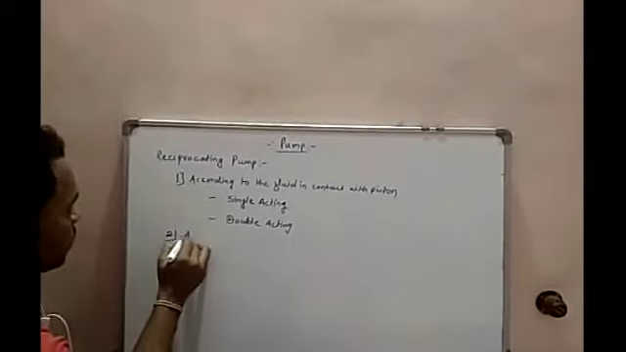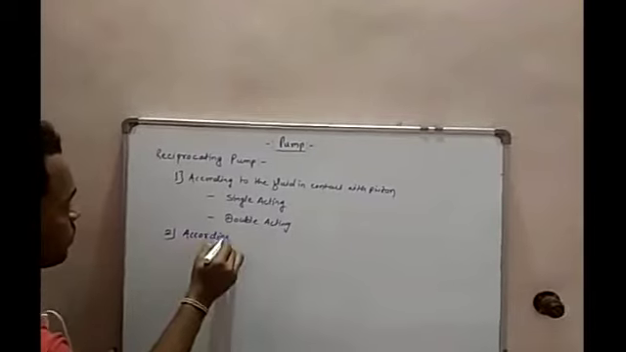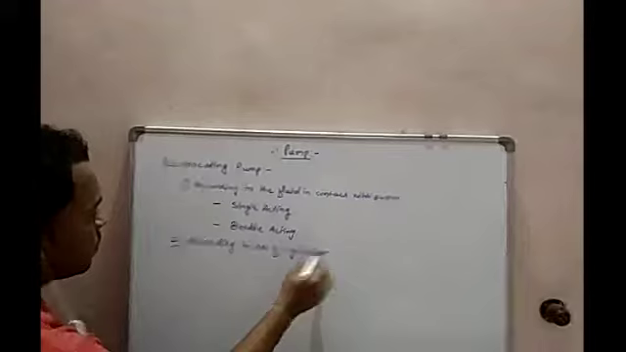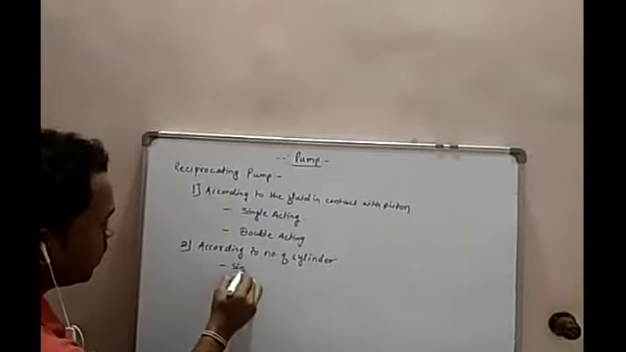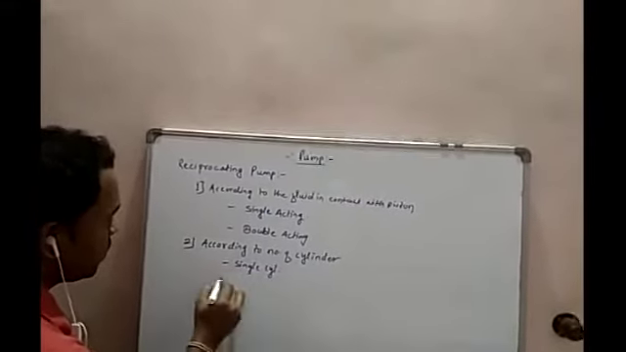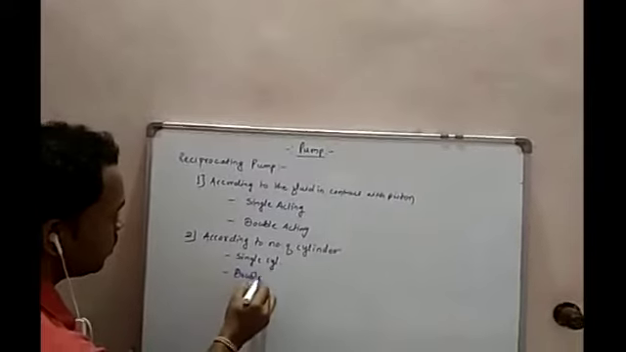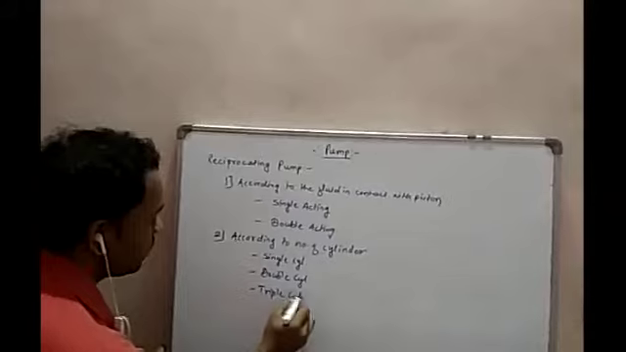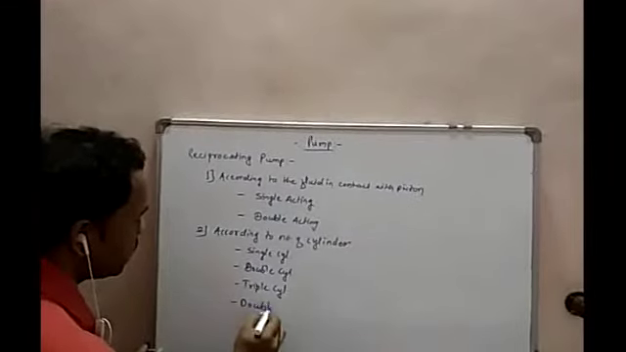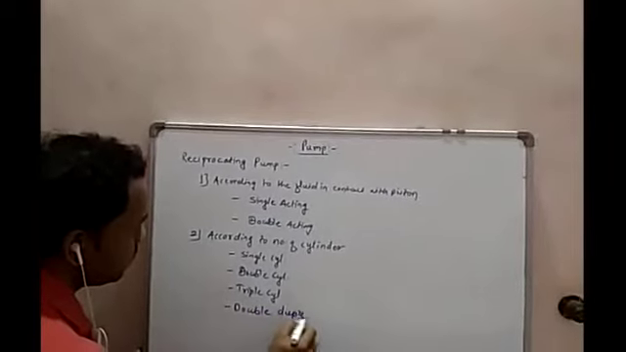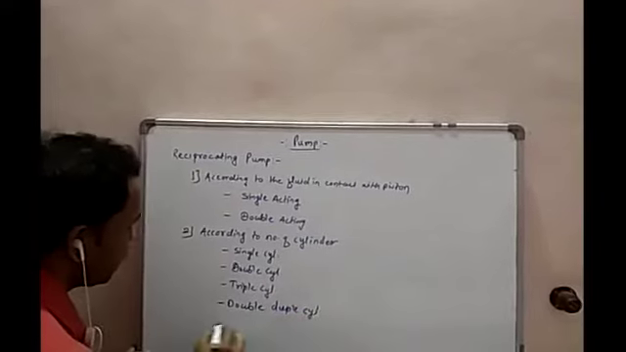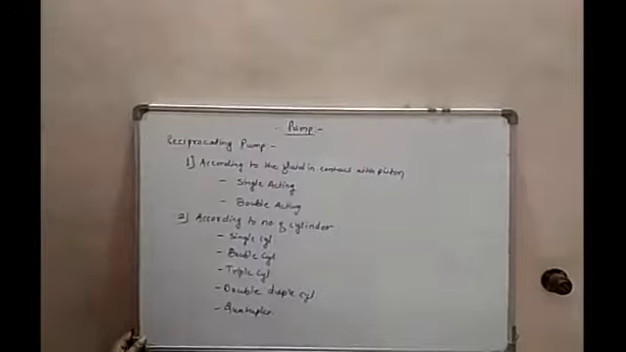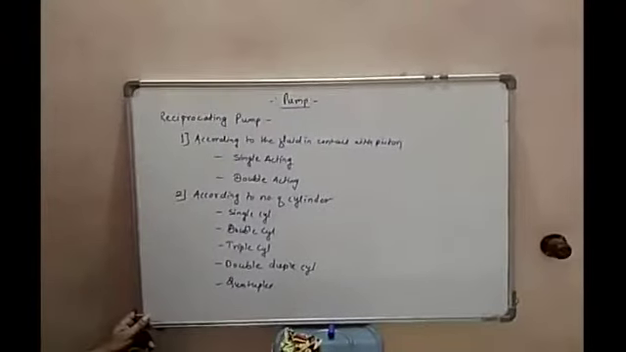Second one, according to the number of cylinders. So there are various types like single cylinder, double cylinder, triple cylinder, then double duplex cylinder, quintuplex. So these are the various types, or the basic two types, of reciprocating pump.